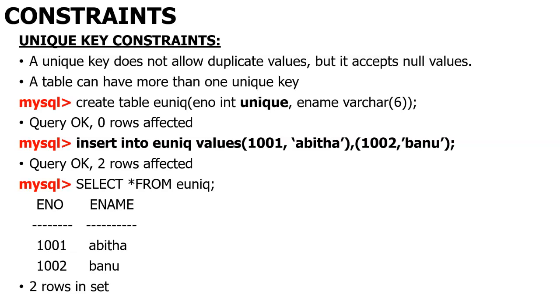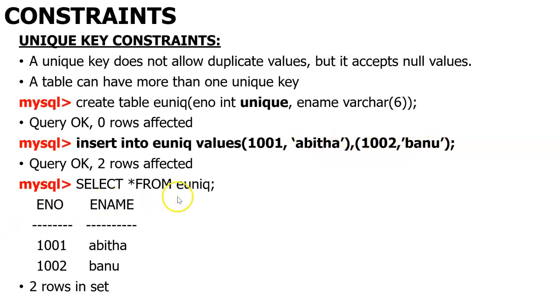Instead of giving some values, if you give null, it will accept. Same as before, you have to create a table name, E number. For whichever column you want to make unique, you have to mention the unique keyword, so that if you give null also, that can be accepted in that particular place alone. Now a table is created, and you are going to insert 1001 comma Abita, 1002 comma Banu.